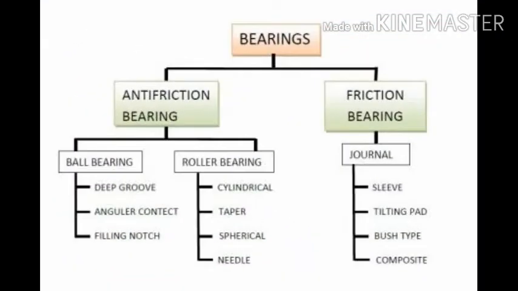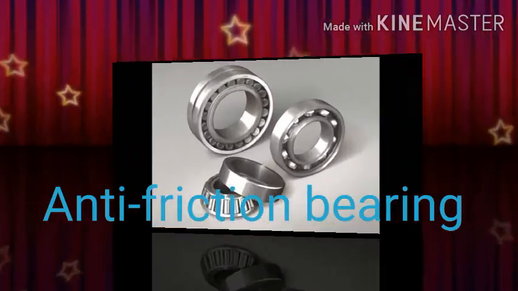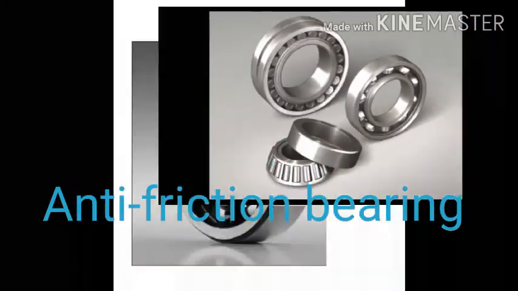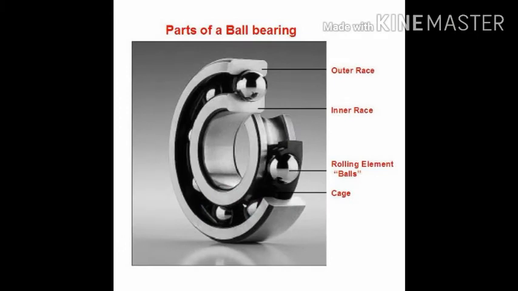Now I discuss the classification of bearings. Bearings are mainly of two types: anti-friction bearing and friction bearing. Anti-friction bearings are of two types: ball bearing and roller bearing, and friction bearings are of a single type, the journal bearing. Anti-friction bearing: in such bearings, there are rollers or balls fitted between the shaft and the bearing which separate them from each other. This enables the shaft to rotate easily.